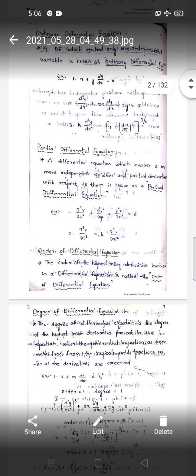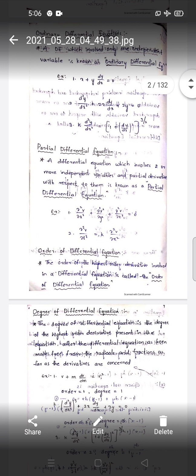For example, (d square y by dx square) whole power 3 plus 2x into dy by dx plus 3y is equal to 0. The order is 2 and the degree is 3.